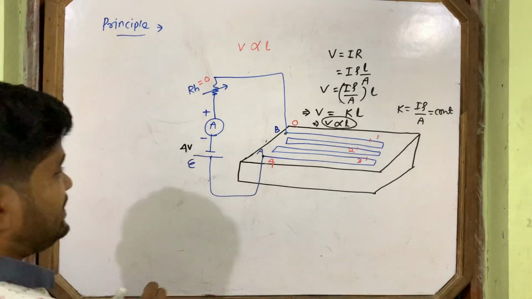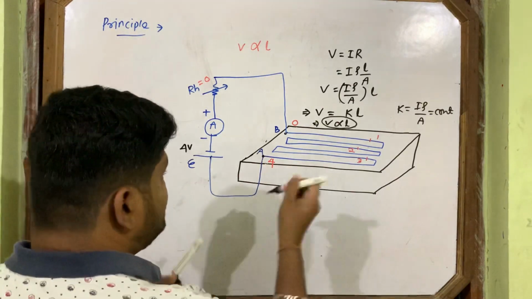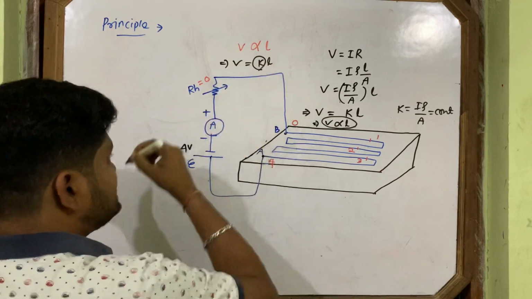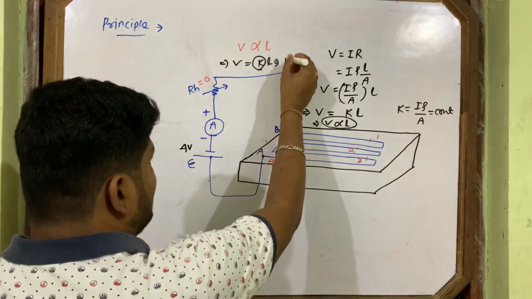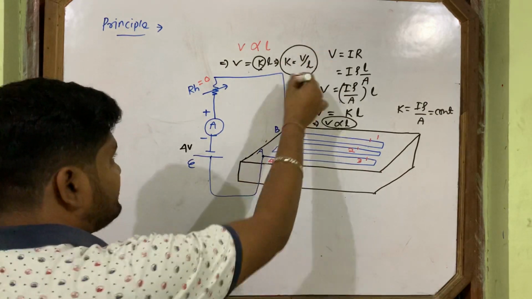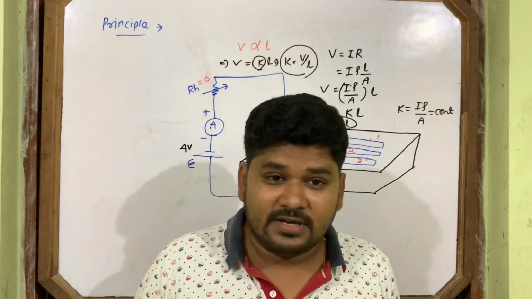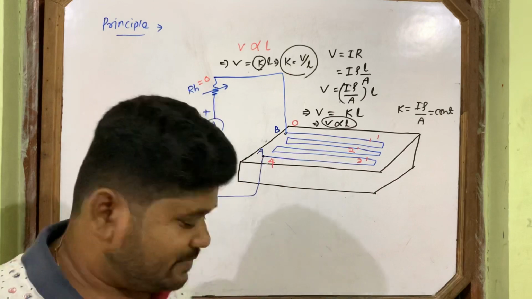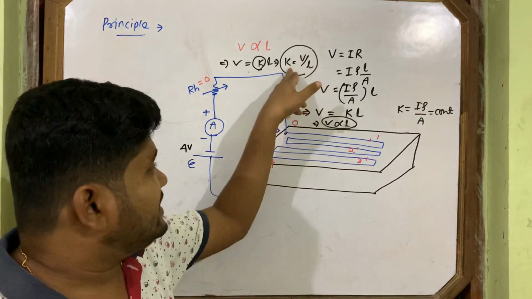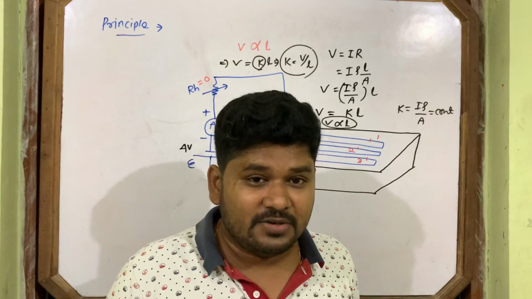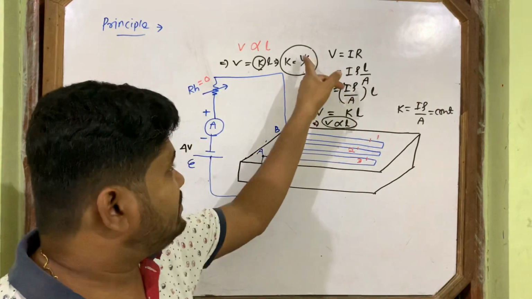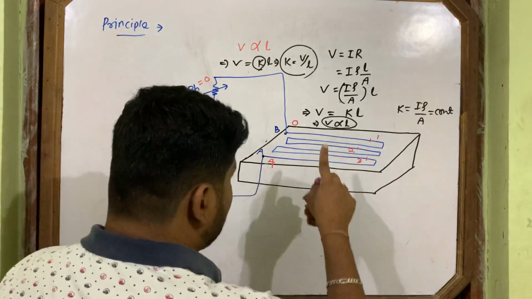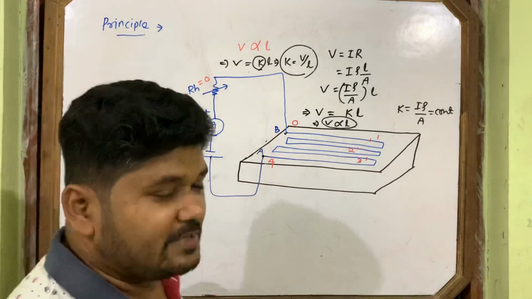So everybody understands the principle, but here, V is directly proportional to L, so V is equal to K L. What is this K? We can write K is equal to V by L. K is called what? Potential difference by length. Something by distance is always called a gradient. So V by L is called a potential gradient. Unit is volt per meter. It's called potential gradient. Now you will understand the principle of potentiometer.